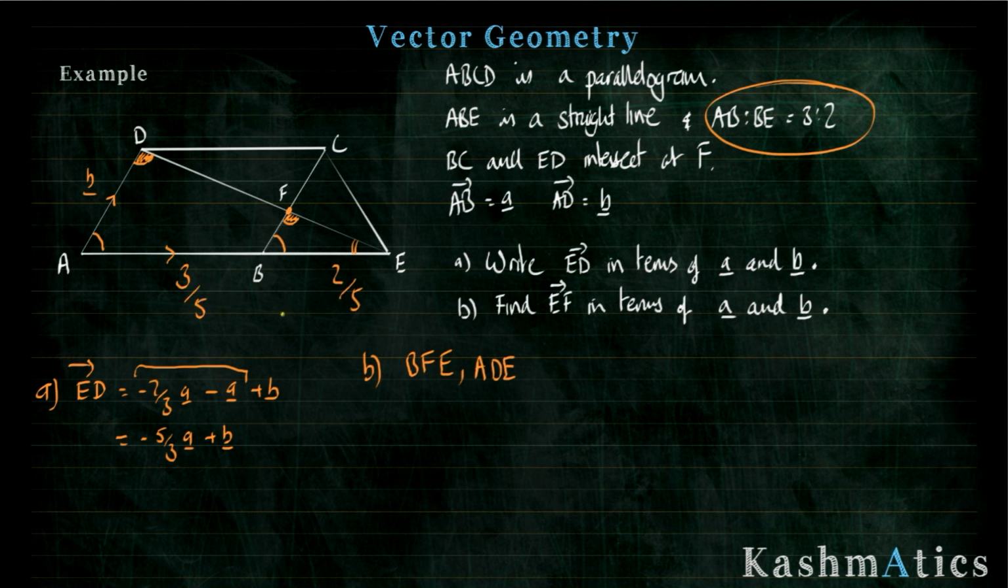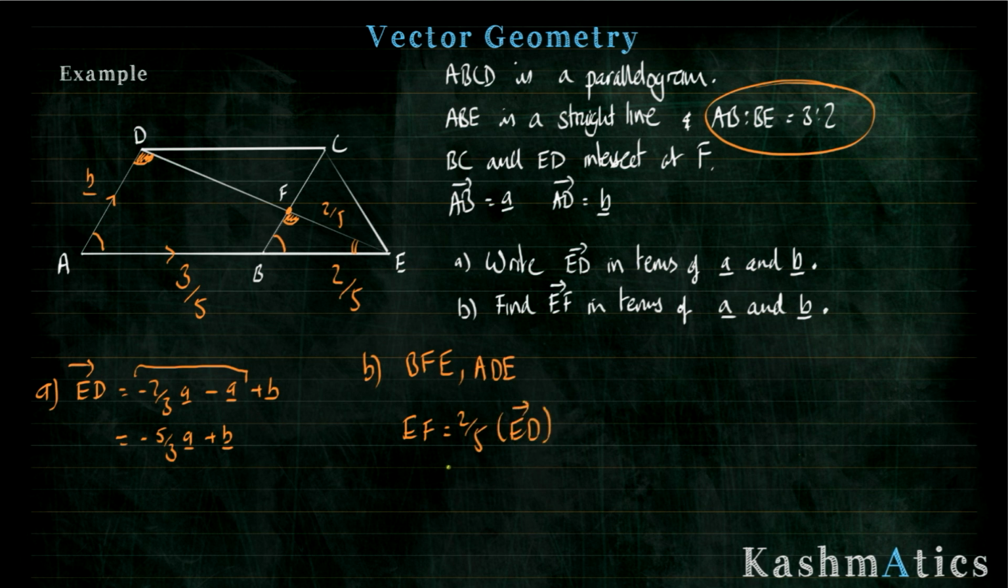Now, because these triangles are similar, the same goes for any length. So this length here and this length here will be in the ratio of 3 to 2, and this length here and this length here will be in the ratio of 3 to 2, which means E to F is 2/5 of E to D. All right, so E to F, which is what we're trying to work out, is 2/5 of E to D.